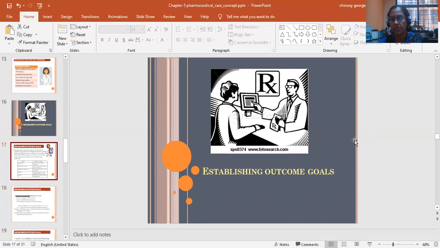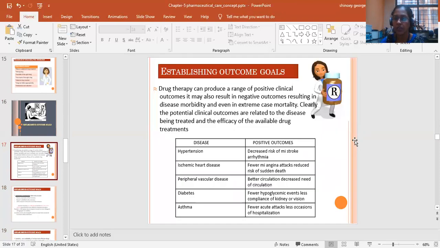Next one is establishing the outcome goals. So for any kind of drug therapy or pharmacotherapeutic plans, positive outcomes are there, negative outcomes are there. Positive outcomes are nothing but beneficial effects of the particular drug which help in reducing the particular disease condition. Negative outcome is nothing but the particular usage of a drug can lead to any kind of side effects or adverse drug reaction. As I discussed earlier, the drug-related morbidity which can finally lead to drug-related mortality.